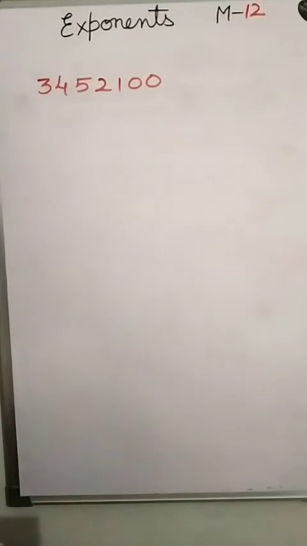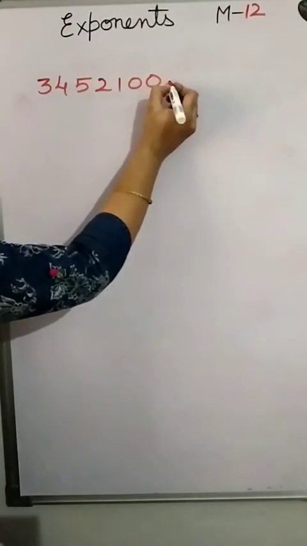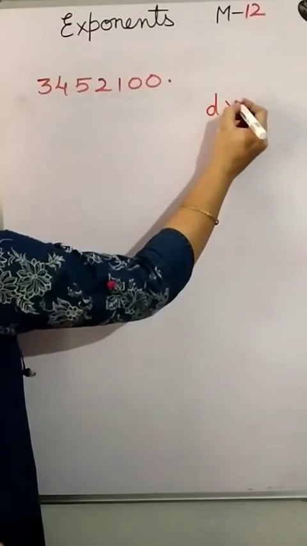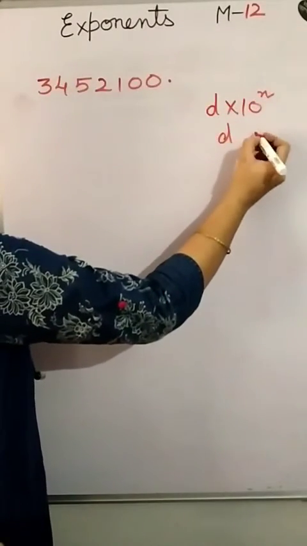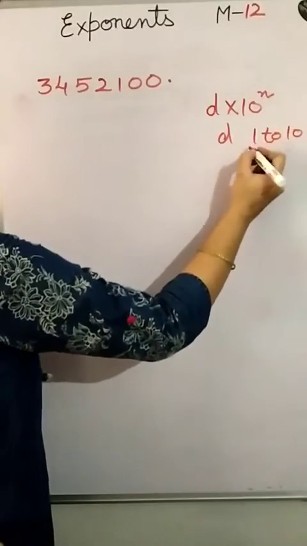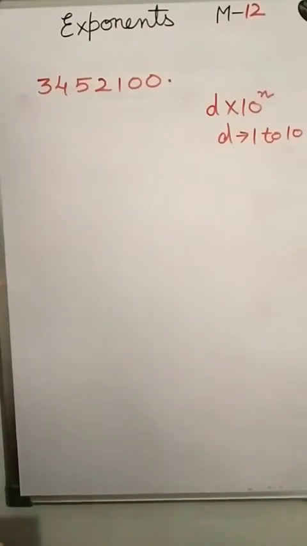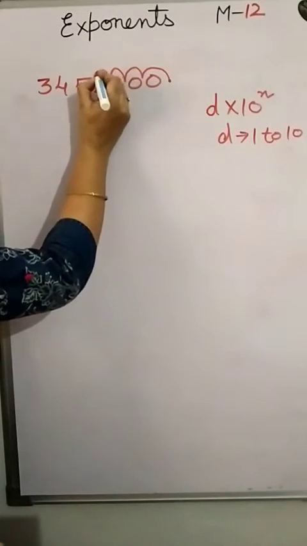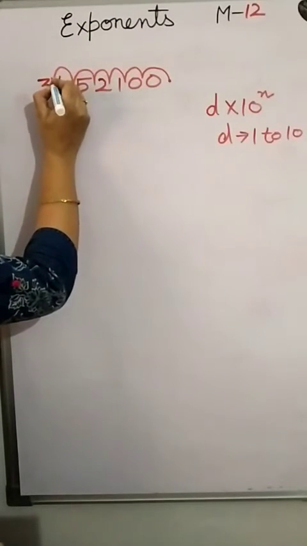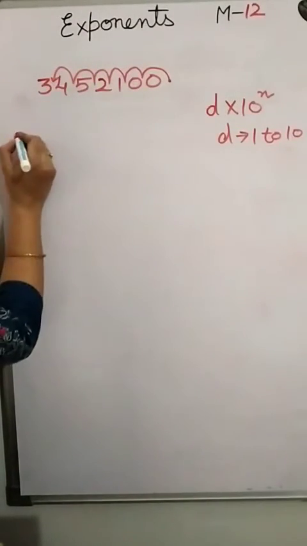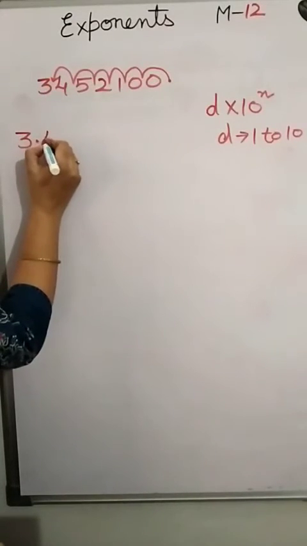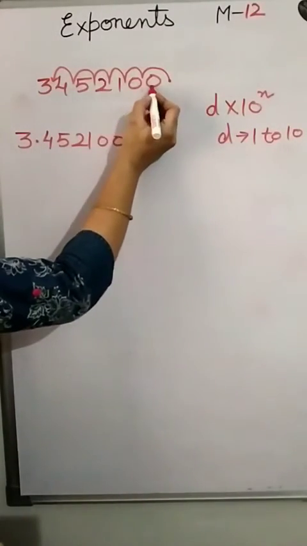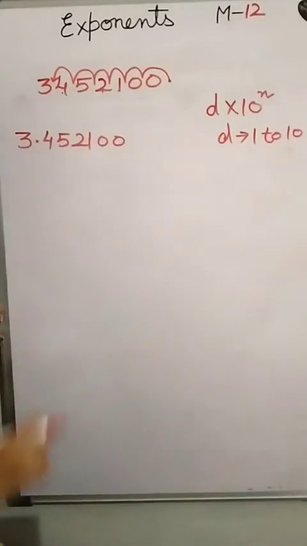So now come to the question. Now here in this question no decimal is there, so we assume that the decimal is to be here. So we have to convert this one into d into 10 to the power n. And d is in between 1 to 10. Now just see how do we solve this question. Here we shift this decimal 1, 2, 3, 4, 5, 6. Where does it reach? So it reaches at 3.452100. And how many places we shifted this one? 1, 2, 3, 4, 5, 6.